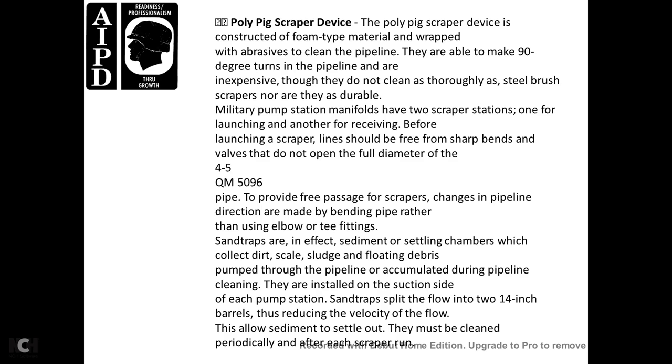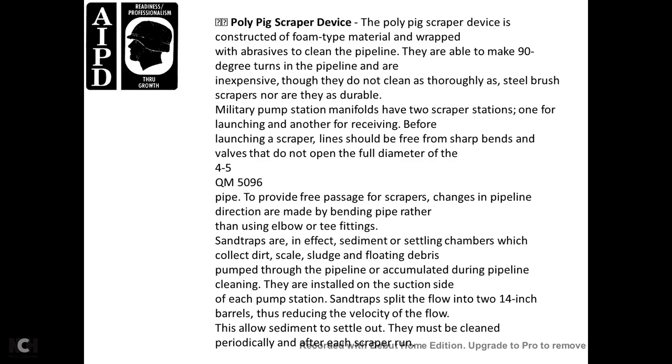Military pumps manifold two scraper stations, one for launching and another for receiving. Before launching the scraper, the line should be free from sharp bends and valves that do not open to the full diameter of the pipe, to provide free passage of the scraper. Changes of pipeline direction are made by bending the pipe rather than using elbows or T-fittings.